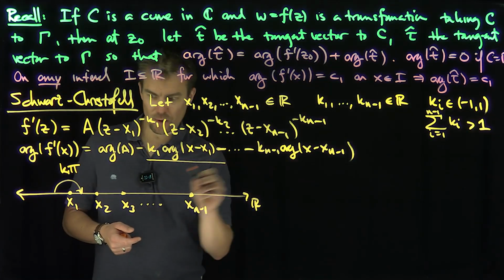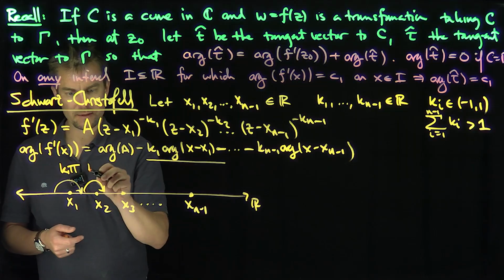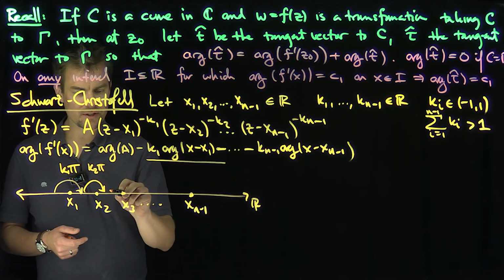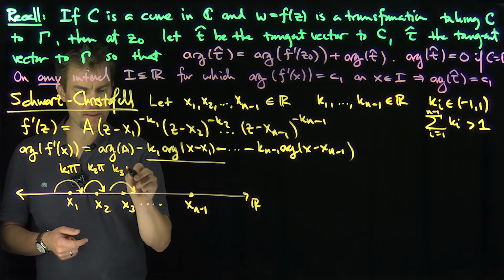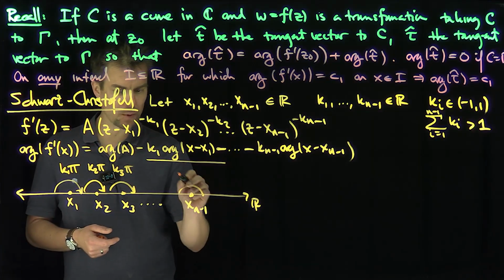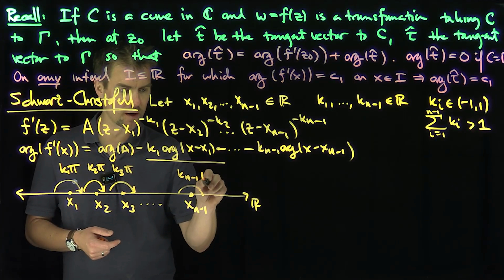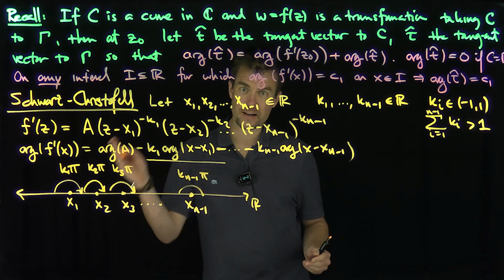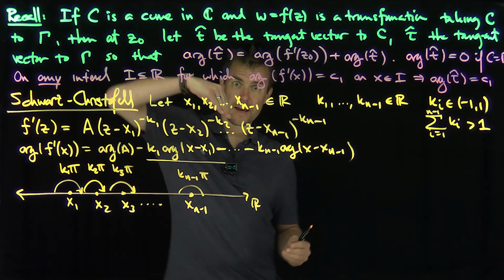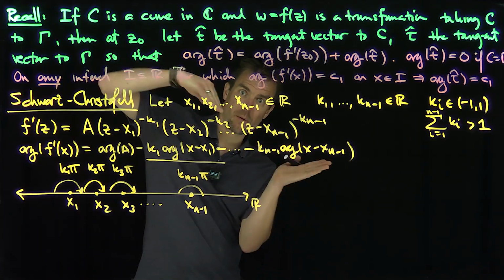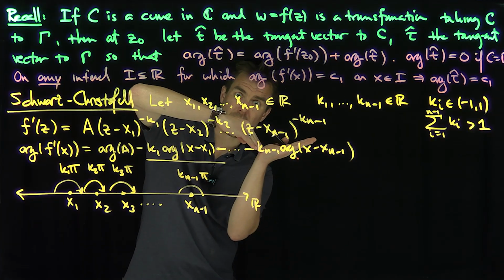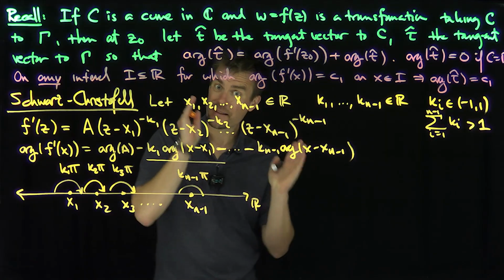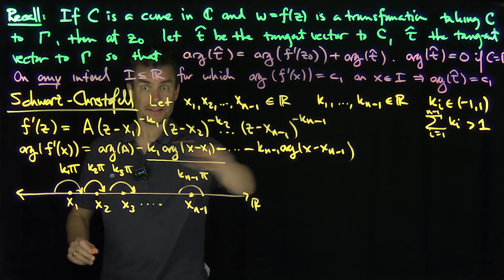As I go over to x2, what happens? I jump by what? k2 pi. As I jump over x3, what happens? I jump by k3 pi. As I jump over x_{n-1}, what happens? I go to k_{n-1} pi. So what's happening as I hit these points on the real line is that at these points on the real line, my argument jumps. So my angle changes. Oh, an angle change represents a what? A bend in a polygon, right? Neat.